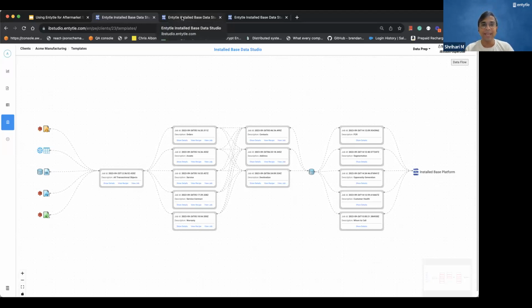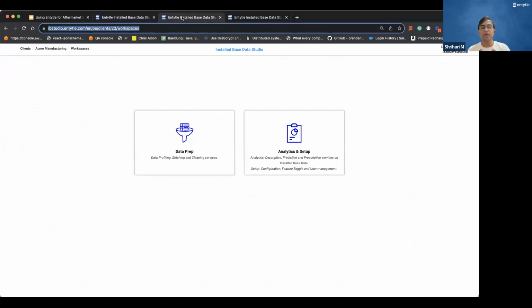So when we say that, there are different personas that you'd see. One is basically the data profiling, stitching, and the cleaning related stuff, which is basically the foundation, which would act as the base. Because if you don't get your data right, if you don't get your data quality right, no matter how sophisticated your algorithms are, they are not going to work. So this is where we have built a lot of data profiling, stitching, and cleaning services.